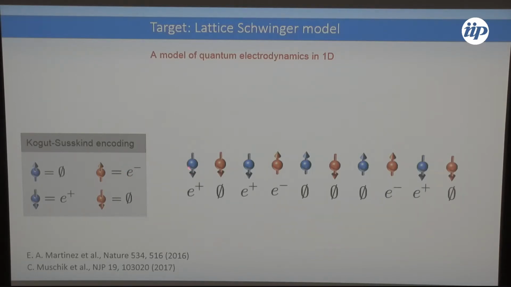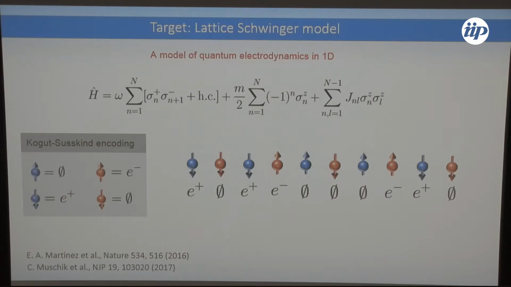So for the example here, we would have positron, nothing, positron, electron, etc. So the Hamiltonian that you get from this looks like this. I'm not going to say too much about it. I just want to point out what the individual terms do. So first you see here a term which is an exchange interaction. So the two spins, they flip the state.